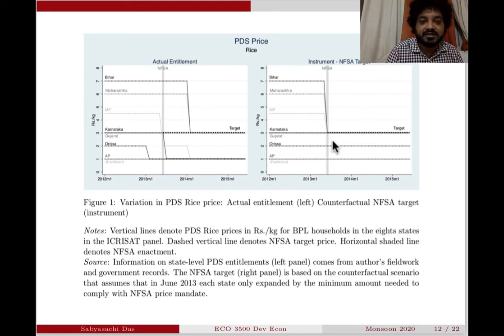So basically, this is a sort of simulated transfers. This is the simulated price from which they're going to calculate a simulated transfer if the states followed the NFSA guidelines to the T. Okay. For example, Karnataka was already at the target, so Karnataka is not changing at all. Okay, it's constant. So what they're going to use is this as an instrument for this.